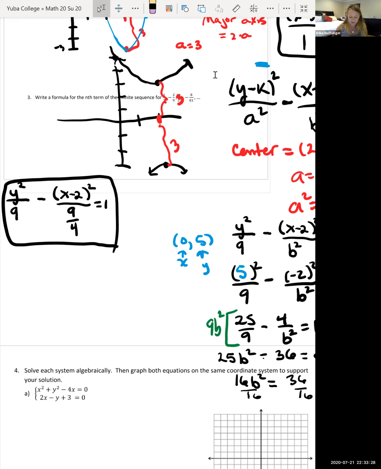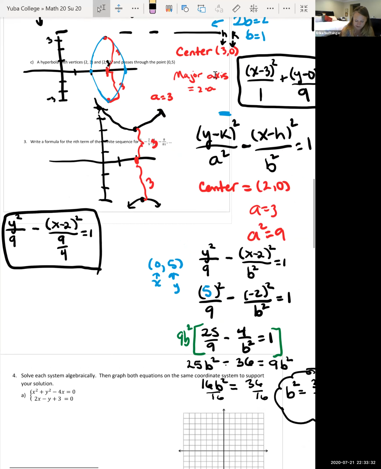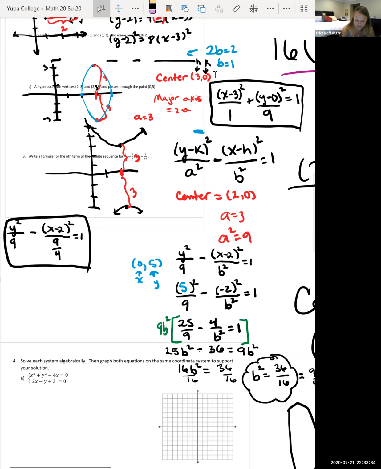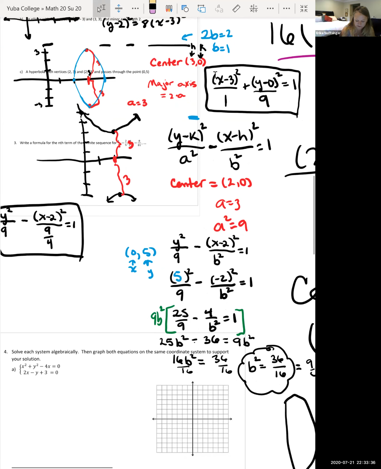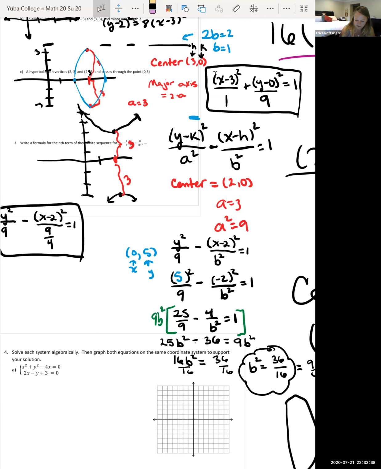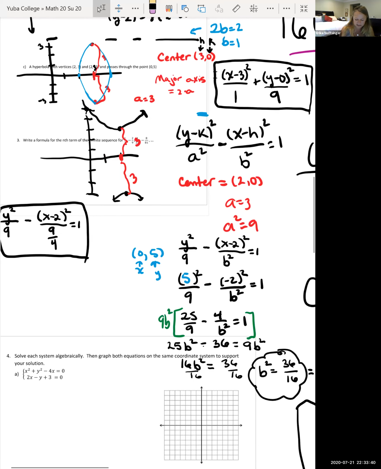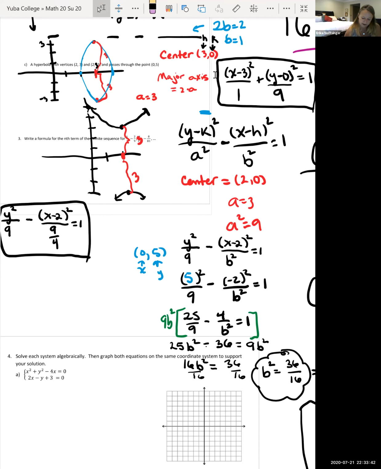Okay, so from that information, we were able to find the formula of the hyperbola with the vertices at (2, 3), (2, -3), and a point at (0, 5).